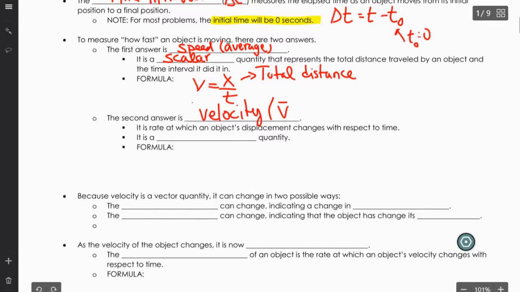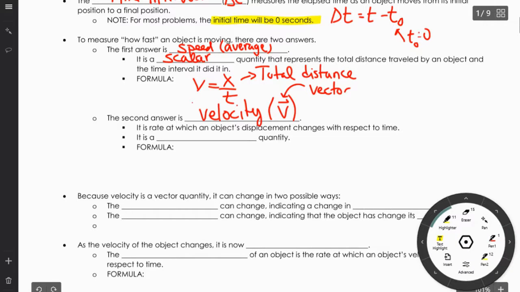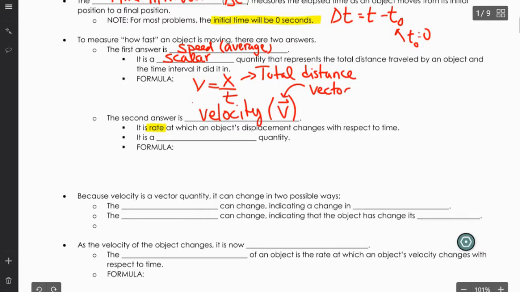Okay, and with velocity, the variable is v with an arrow over the top, and the arrow just means it's a vector. Now, it is a rate at which an object's displacement changes with respect to time. With this being a calculus-based course, that idea of rate is very important, because when we start doing the actual calculus, we're going to look for the rate of change. The rate of change is the calculus principle of derivatives. It is a vector quantity.